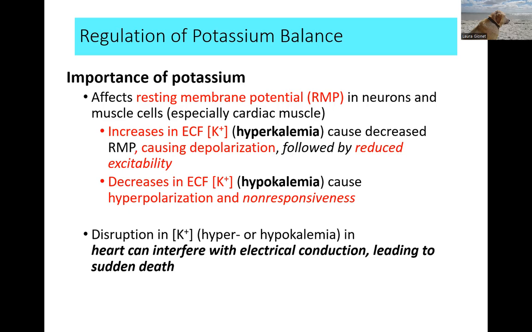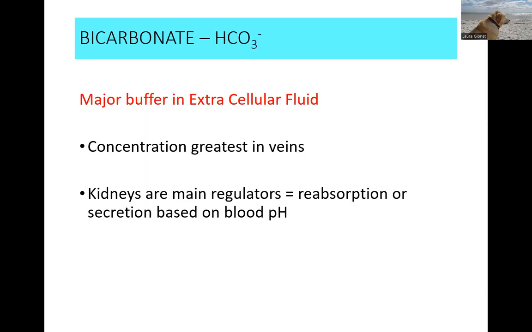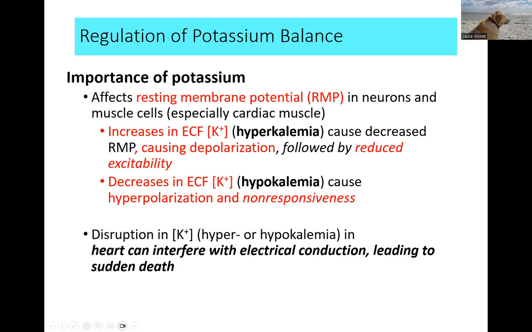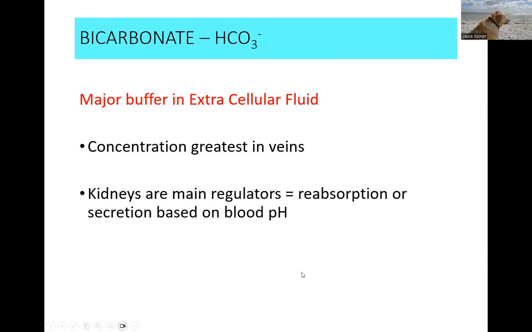So what would that look like on an EKG? That will appear as an inverted T wave. Disruption in potassium, hyper or hypokalemia, in the heart can interfere with electrical conduction, clearly, leading to sudden death. So potassium levels are critical. When those go above or below normal in blood specimens sent down to the lab, you have to do critical alerts and start making adjustments quickly. And I believe something worth noting is that you never IV push just potassium. You need to use other methods.